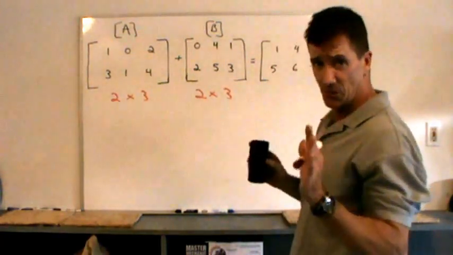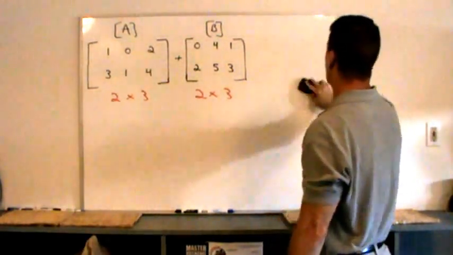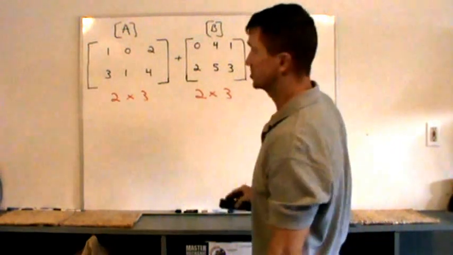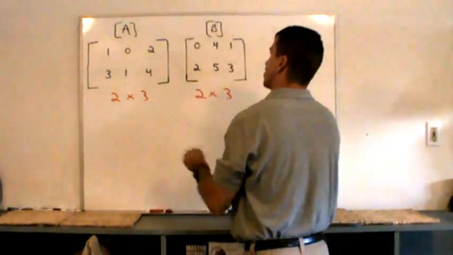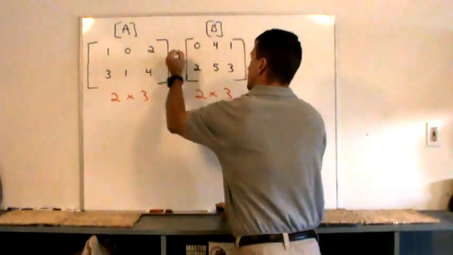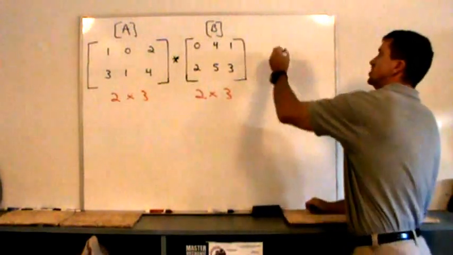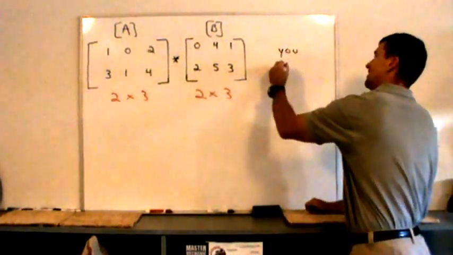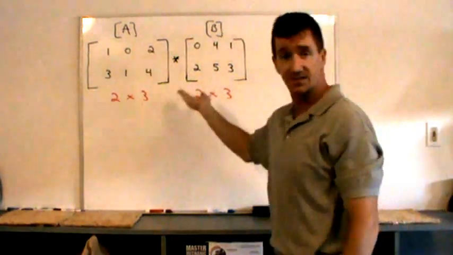But let's talk about multiplying matrices. We're going to multiply matrix A times matrix B. I can put a star here, a multiplication sign. The answer? You can't. Not in this example.